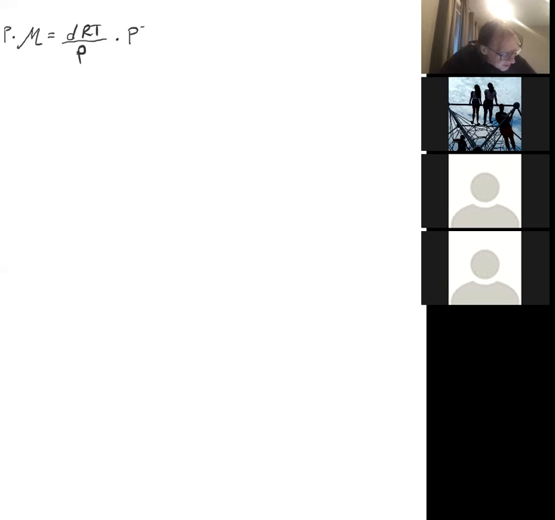And so P over P is 1. And that gives us P times molar mass equals dRT. And then I'm going to divide both sides by RT. So that gives us the density relationship. So we have 2 now. Molar mass equals dRT over P.